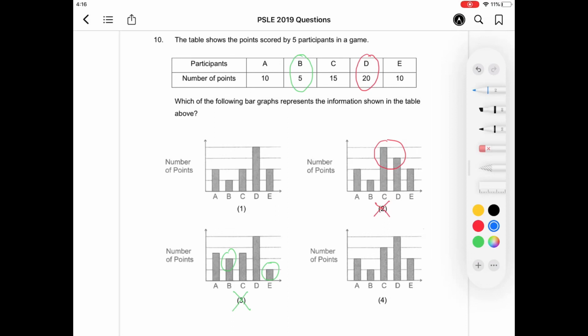So we are left with 1 and 4. Participant C actually has more than A, but in this case it does not reflect that in option 1. So 1 is also out. So option 4 is the best answer for question 10.